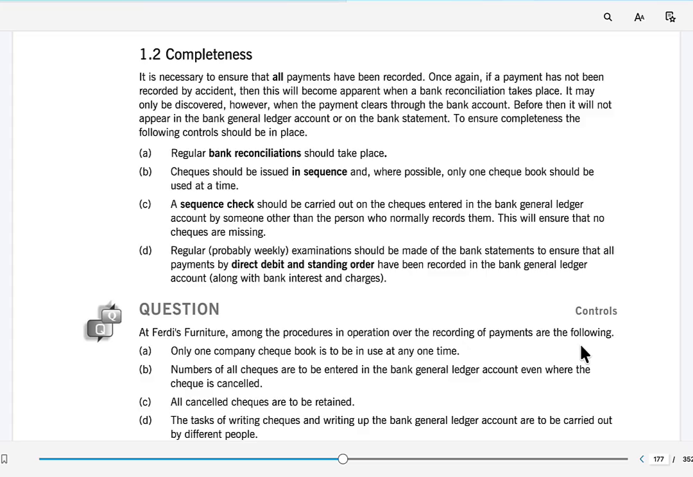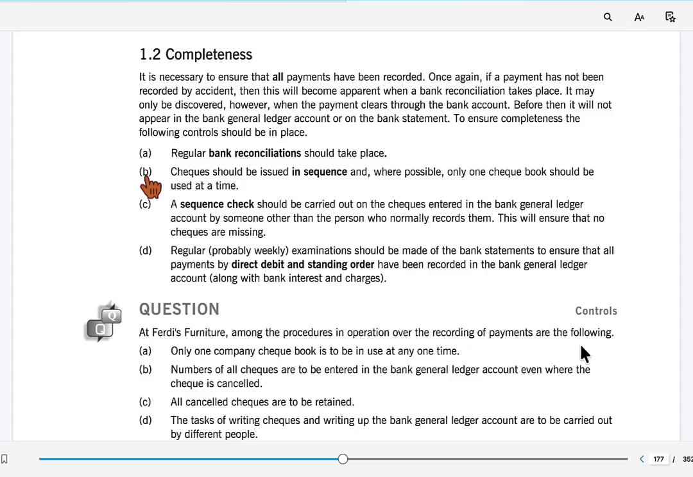Example. Suppose the business writes a check for $500 to a supplier. The check is sent, and later the supplier cashes it. The bank statement shows the payment, but the accounts clerk forgot to record it. During bank reconciliation, the accountant will see a payment on the statement that is not in the ledger. Then they investigate it and record it. So the books become complete again. That is why the book says regular bank reconciliation is essential for completeness.